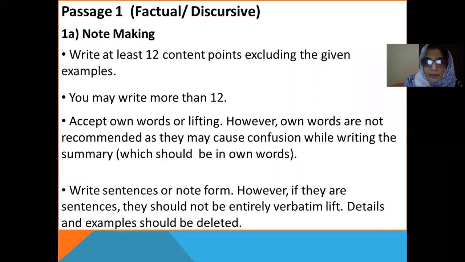This is the description. As I told you that they have to extract 12 content points. It's of 12 marks, but it's better if they write more than 12. Some extra points would give them advantage.